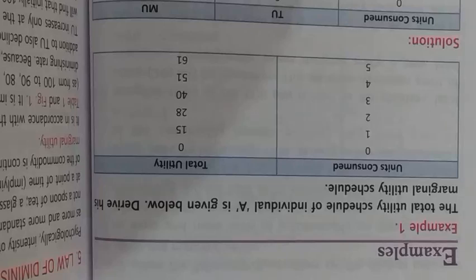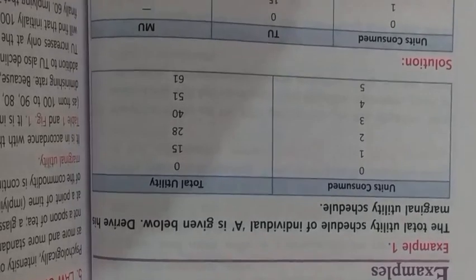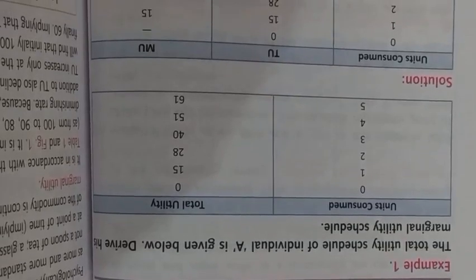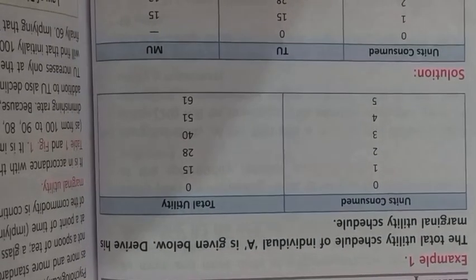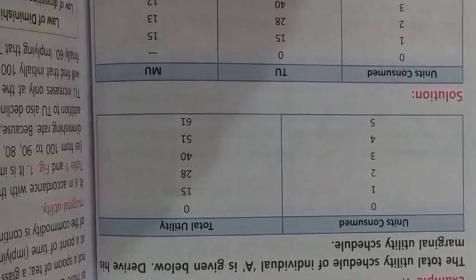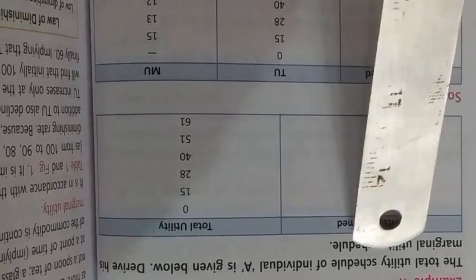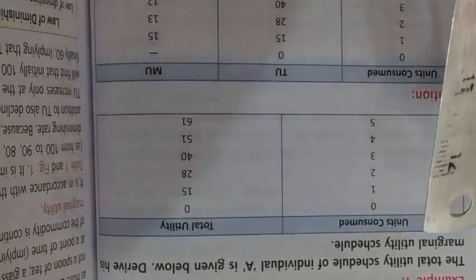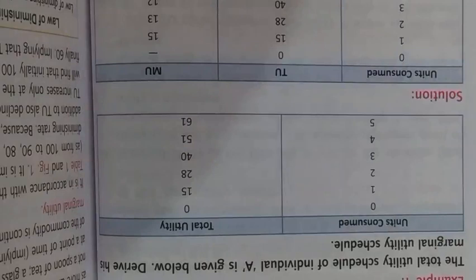Good morning students. Today we'll start with the numericals related to total utility and the marginal utility and the relation between these. Example 1. The total utility schedule of individual A is given below. Derive his marginal utility schedule. So we need to make the marginal utility schedule from this total utility schedule.